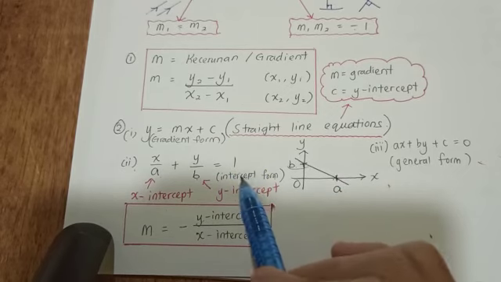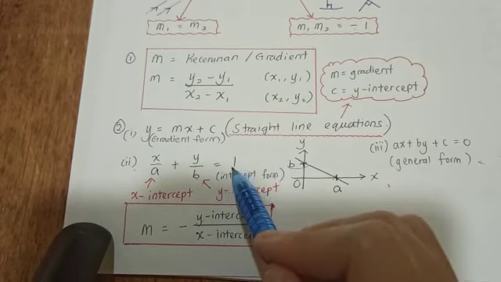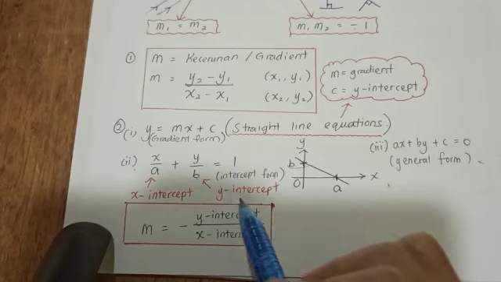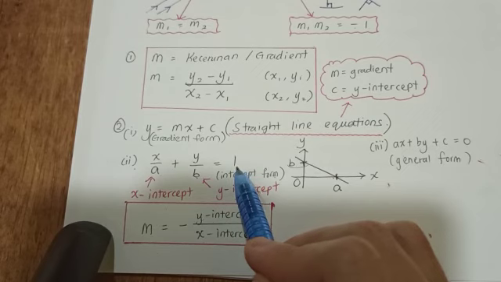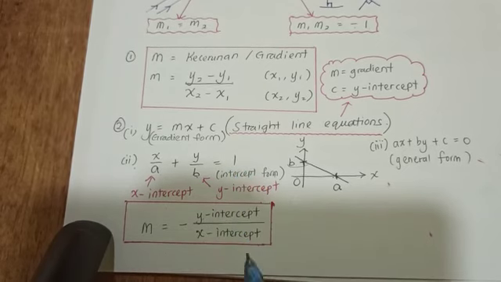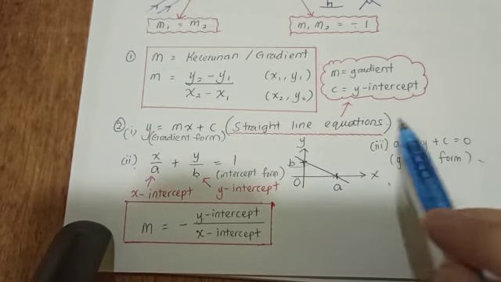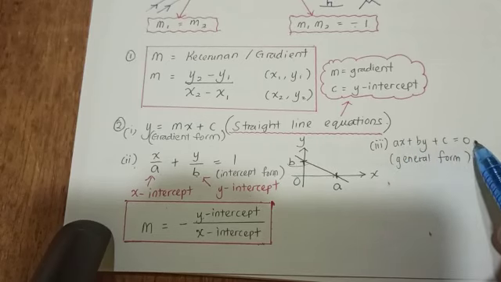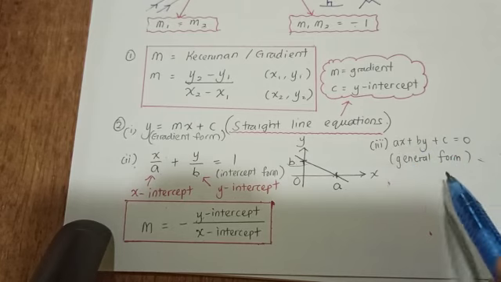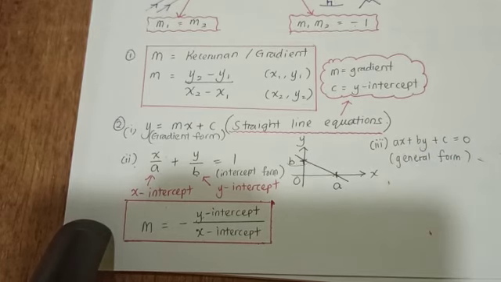Ini baru dipanggil intercept form. If the value here is not equal to 1, this is not intercept form. Please, this one is a very important condition. 1 here. And then the third straight line equation is ax plus by plus c equals to 0. This one is the most general. We call it general form. That's all for the introduction of second part.